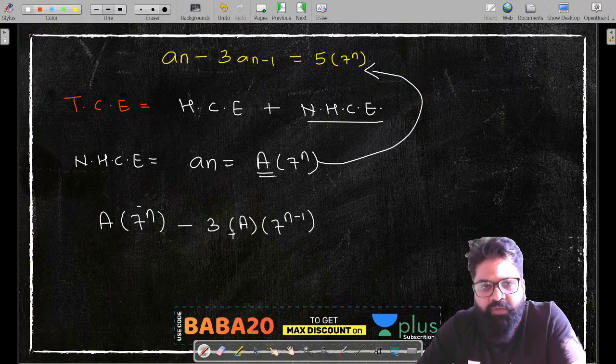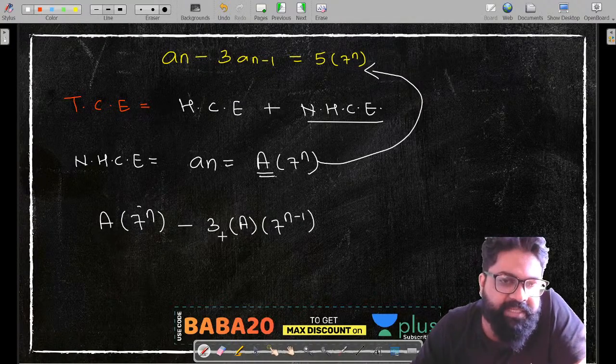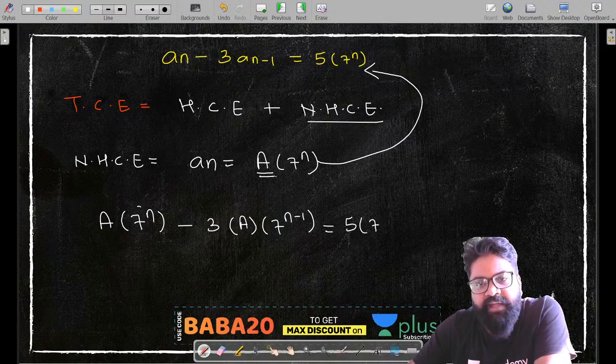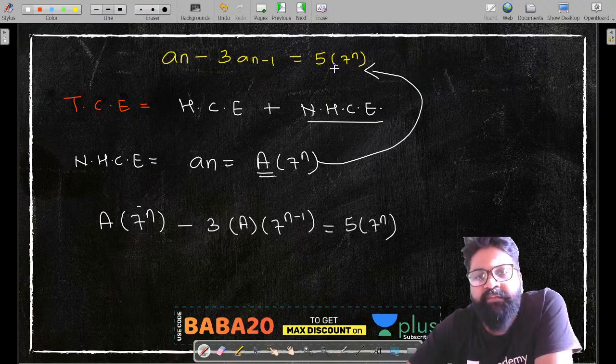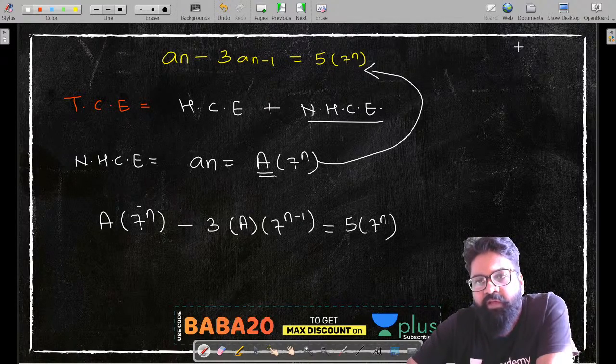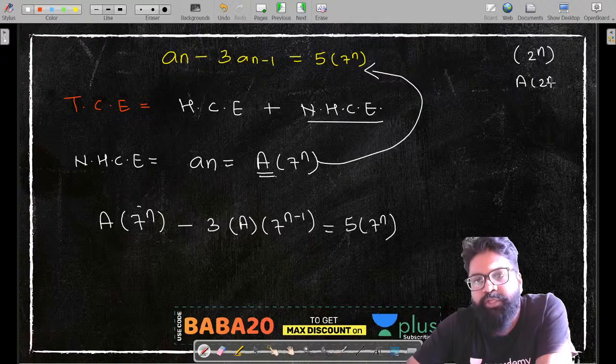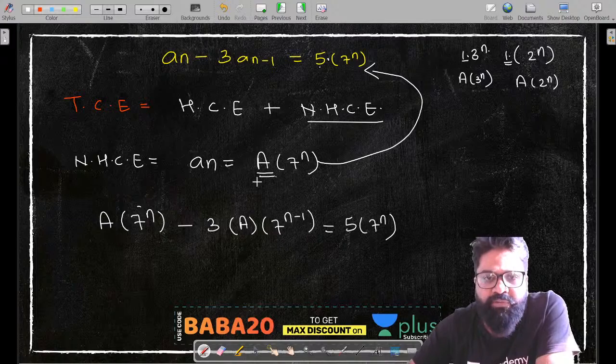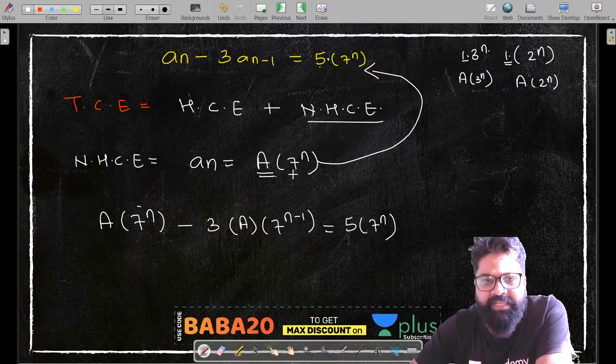So here a times 7 raised to n, minus 3 times a times 7 raised to n minus 1, and then you will be getting 5 times 7 raised to n. See, whenever you have 2 raised to n, your substitution will be a times 2 raised to n. Whenever you have 3 raised to n, your substitution will be a times 3 raised to n. Before that you may have some coefficients. In the same way, here you have 5 times 7 raised to n, so your substitution will become a times 7 raised to n.